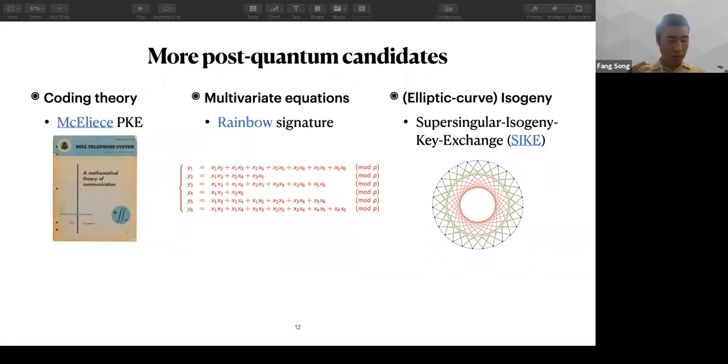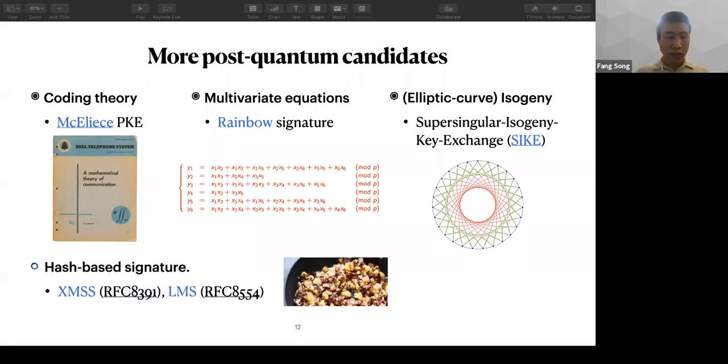So there's also work specifically on designing signature schemes from cryptographic hash functions. And in fact, there's already enough faith in this direction that a couple of RFCs have been drafted. So they could someday become the standard for the future internet.